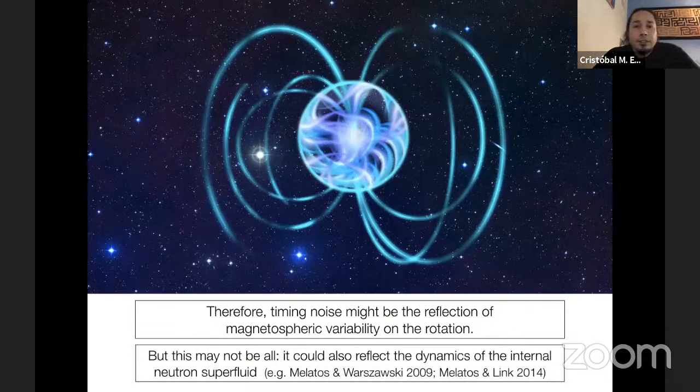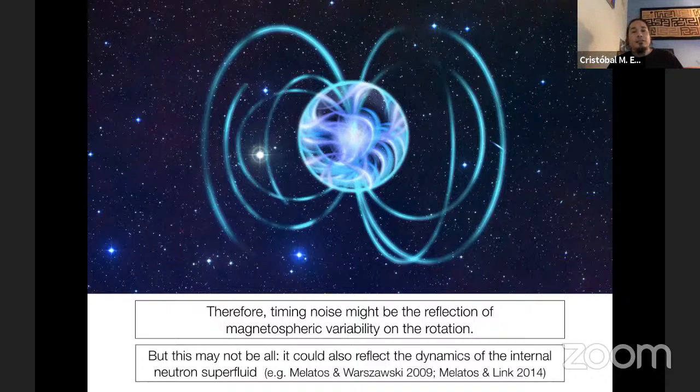So just to conclude with this fancy photo, this part about timing noise might be the reflection of magnetospheric variability on the rotation. And this is something that, if we think about it, is expected. If the magnetosphere is not stable over long times, or if there are processes happening in the magnetosphere, which could be, for example, changes in the density of the plasma that generate the radiation, we might have different states. And given that the torque that affects the pulsar is actually magnetospheric, it has to do with the magnetic field, and also that the acceleration of particles in the magnetosphere can indeed alter the rotation of the pulsar.